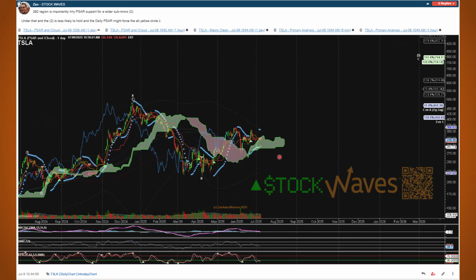And although the Elliott wave allows for a wider consolidation, because of where we're holding inside that cloud and the PSAR, it would really look pretty bad if we did drop down to retest the 270 region as a wider flat, at least in terms of the cloud and PSAR momentum.